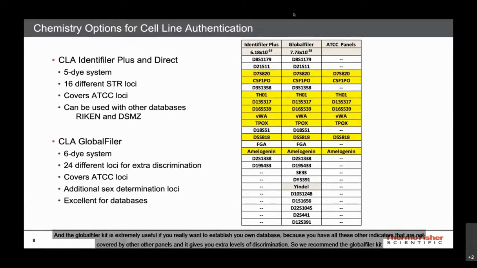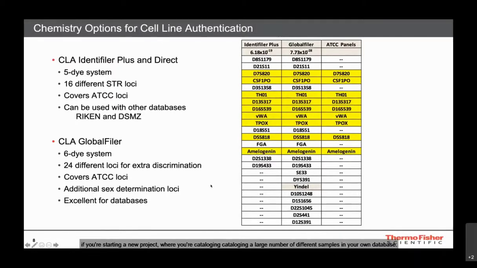And the Global Filer kit is extremely useful if you really want to establish your own database, because you have all these other indicators that are not covered by other panels, and it gives you extra levels of discrimination. So we recommend the Global Filer kit if you're starting a new project where you're cataloging a large number of different samples in your own database.